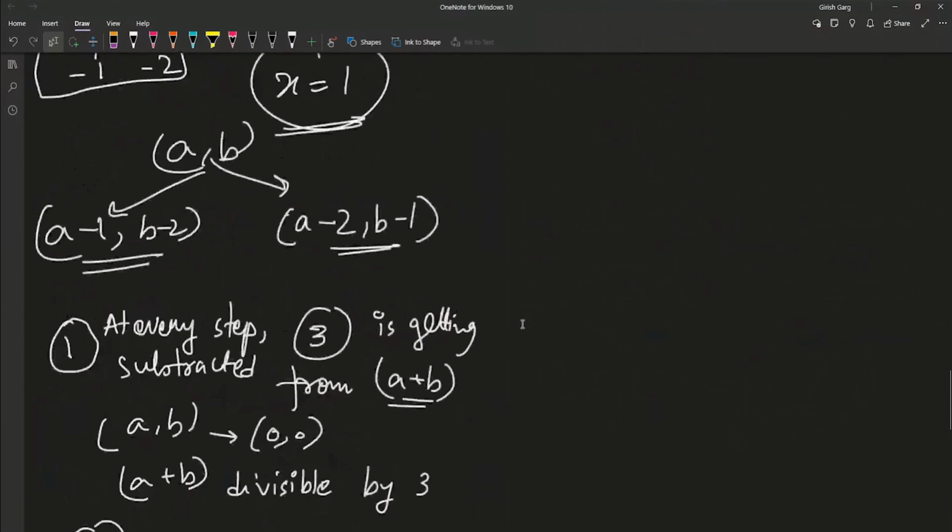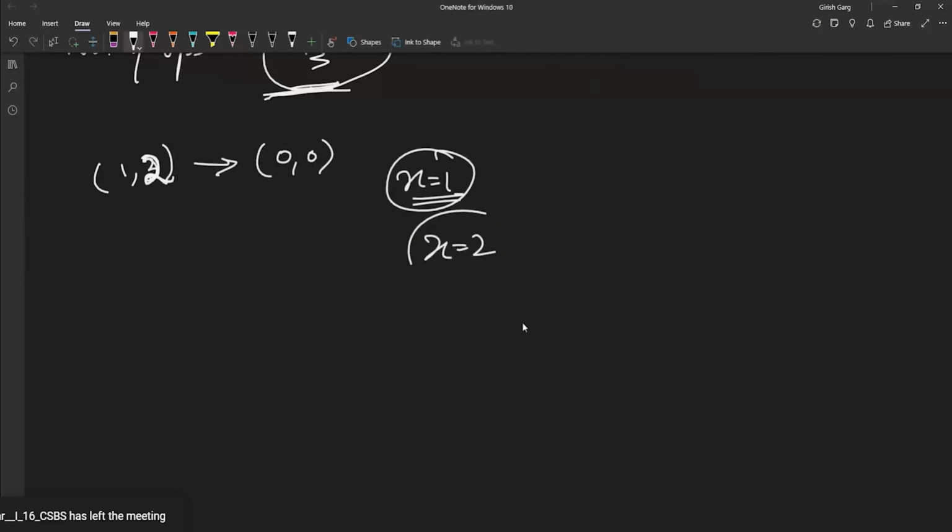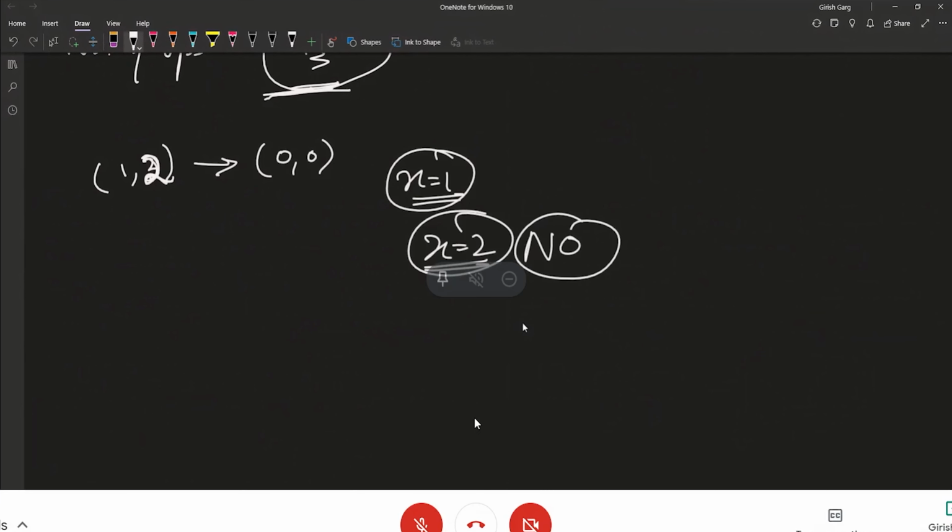No. I will tell you why. See here. Say suppose my question was 1 comma 2. Then how will you convert it to 0 comma 0? This can only be converted if you take x equal to 1. If you take x equal to 2, your program will output no.